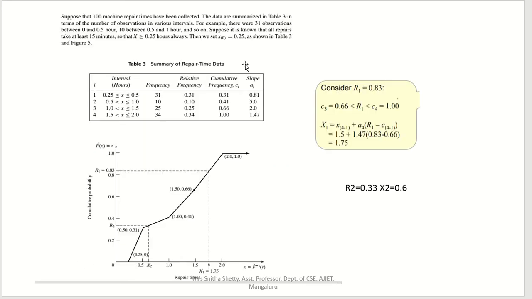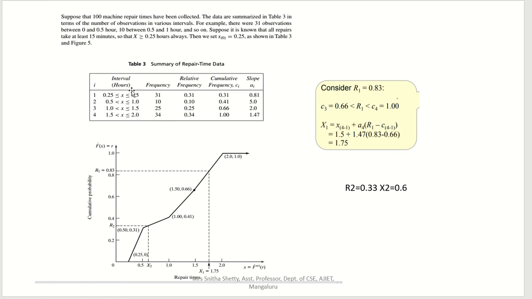They have given the data. Suppose that 100 machine repair times have been collected. The data is summarized in a table in terms of observations in various intervals. There are 100 observations, 100 machine repairs, but they are divided into intervals. For example, there were 31 observations between 0 and 0.5 hours. The total observation is 100, so the first 31 are in this interval.